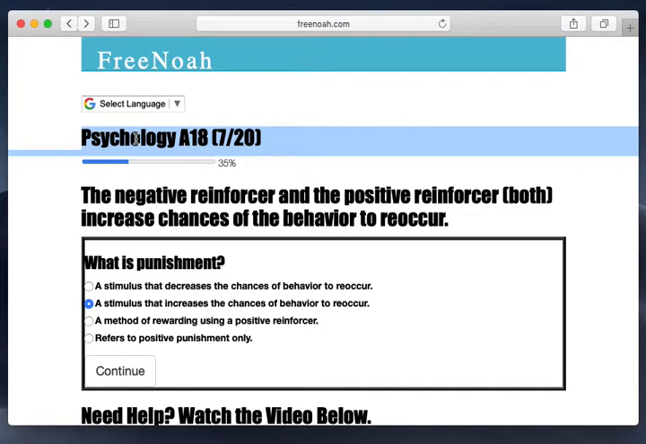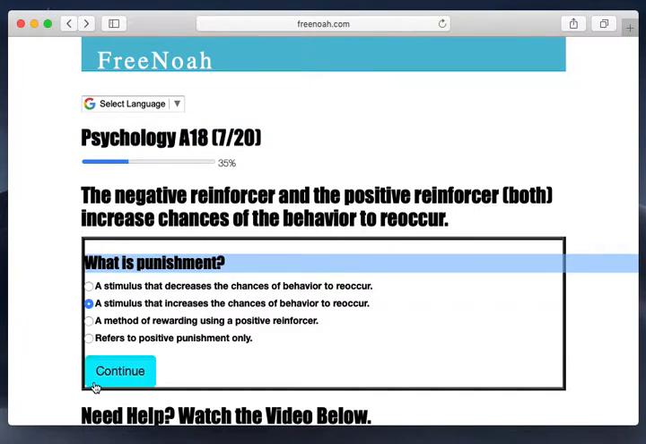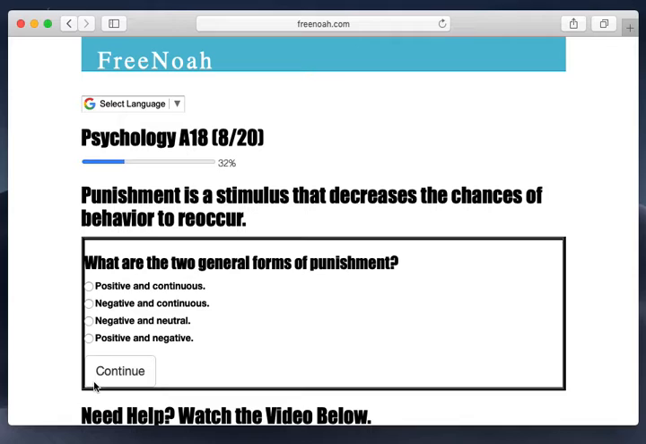Psychology Assessment 18, question 7. What is punishment? All right. So we discussed earlier what reinforcement is. We want this behavior to reoccur. Now, punishment is going to be the opposite. Punishment is a stimulus that decreases the chances of the behavior to reoccur.